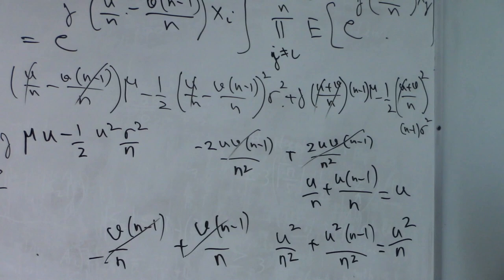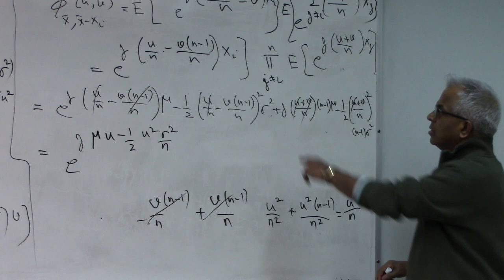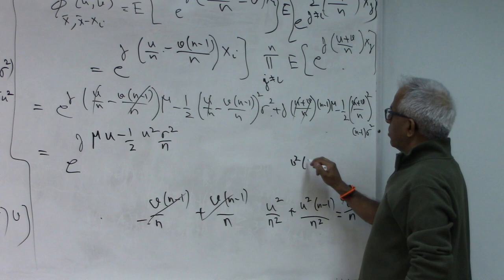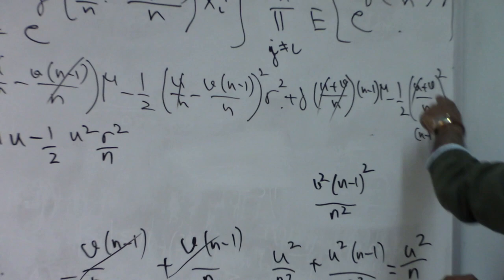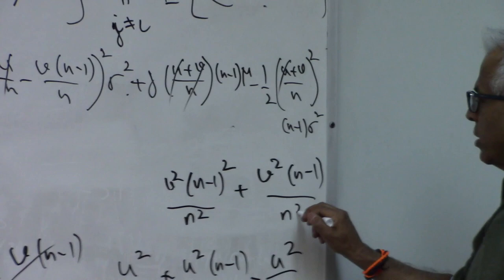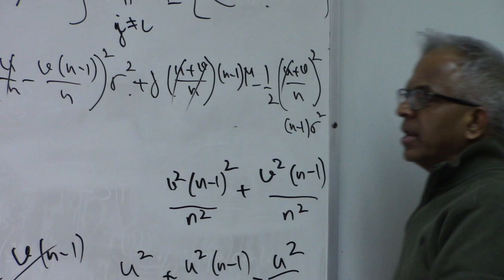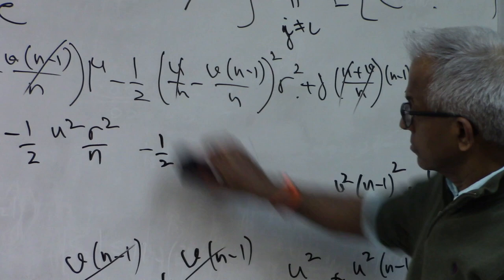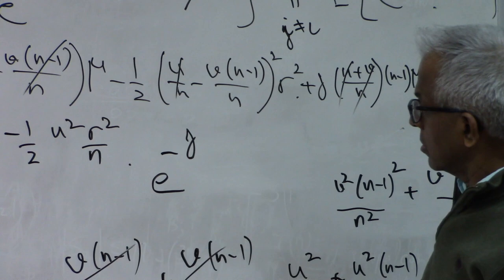And then finally, we just have to see how much is the v squared term. So v squared is here. You have v squared multiplied by n minus 1 the whole squared over n squared from here, and from here you have v squared times n minus 1 over n squared. If you add these, n minus 1 you can pull out, then n and n cancel. So this will be minus half. You can write this as multiplied by e raised to, so no v term.